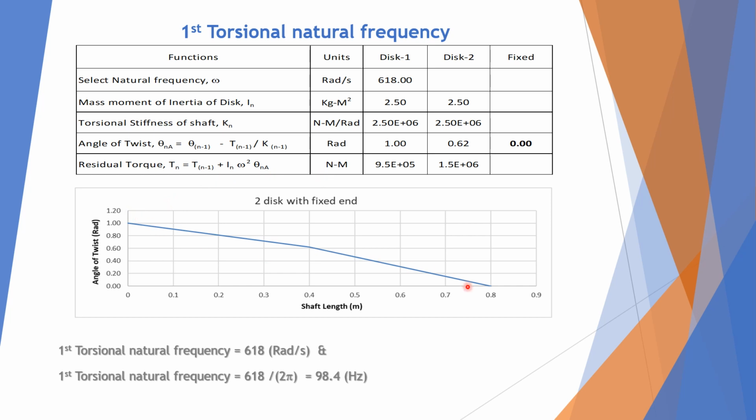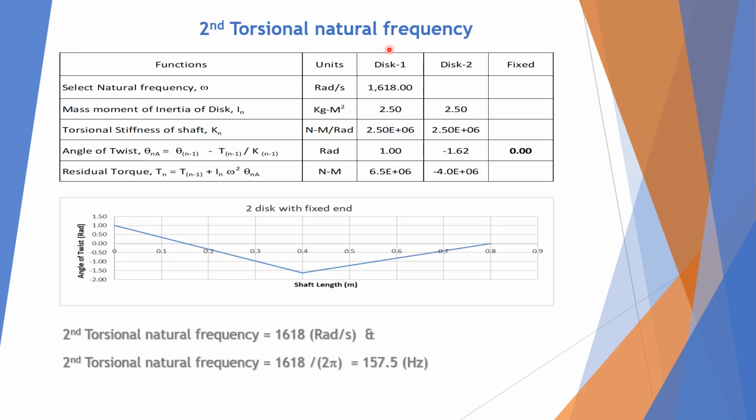If you see the mode shape, this end is fixed, so there is no angle of twist, but we have an angle of twist at the two disc positions. The second torsion natural frequency is coming at 1618 radian per second, and in hertz it is coming at 157.8 after dividing by 2 pi. This is the mode shape where this end is fixed and we have different deflection or angle of twist at the two different discs. So this is the shape of the second torsion natural frequency.